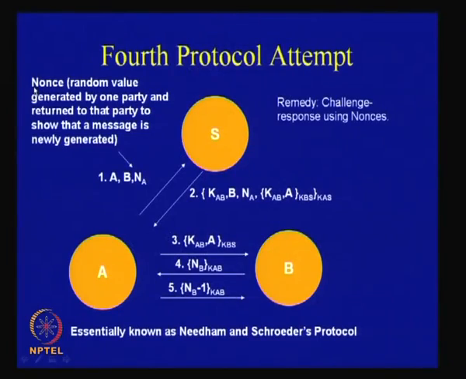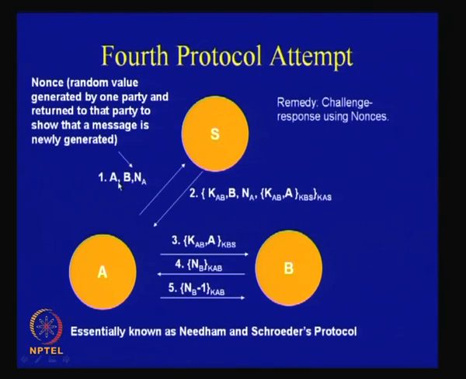In order to solve this kind of protocol attack, the thing which is used is a concept like nonces, okay, which are nothing but randomly generated fresh entities, fresh bit strings. People also use timestamps, like maybe the time of the day, right. There are various other methods, but the idea is that a nonce is generated, which is nothing but a random value generated by one party and returned to that party to show that a message is newly generated. Okay.